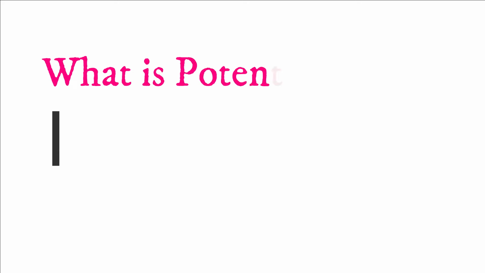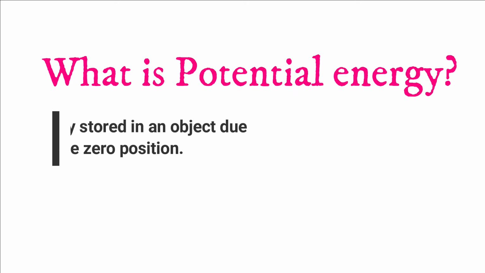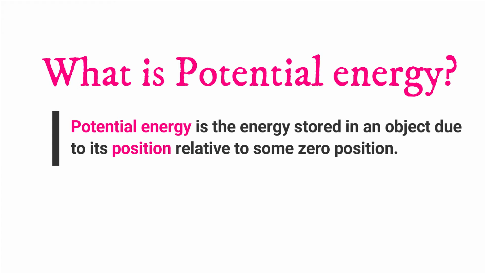Now, we can move on to potential energy. This is a little bit more complex to understand. Basically, it is the energy stored in an object due to its position relative to some zero position. For example, gravitational potential energy is the energy stored in an object relative to its height from the ground.